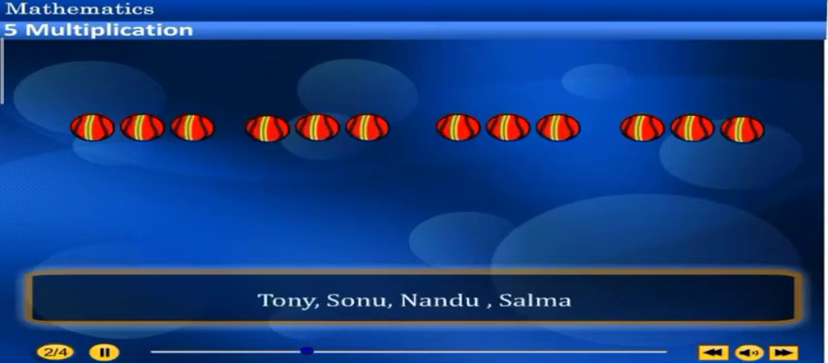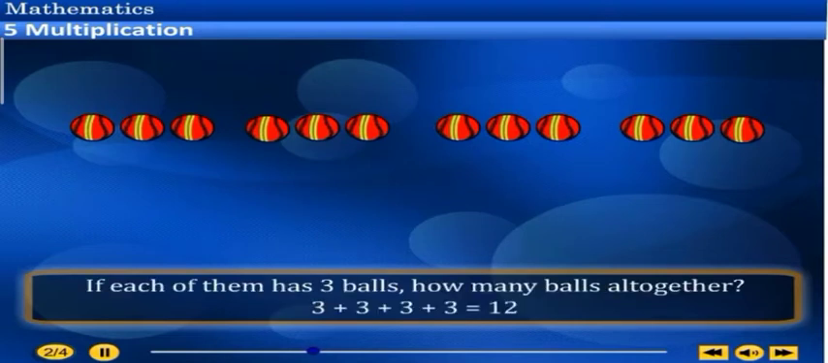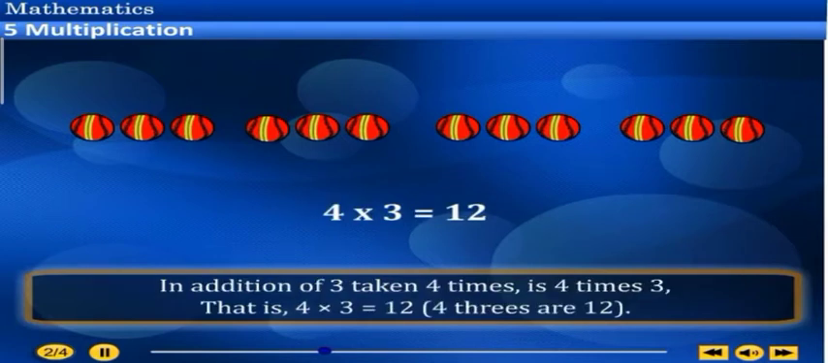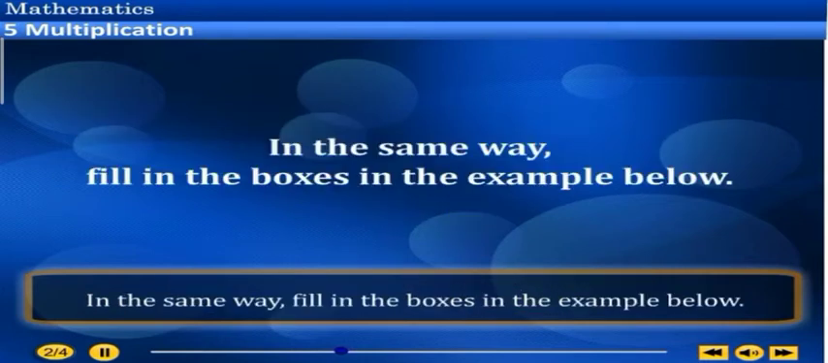Multiplication. Tony, Sonu, Nandu, Salma. If each of them has 3 balls, how many balls together? 3 plus 3 plus 3 plus 3 is equal to 12. An addition of 3 taken 4 times is 4 times 3. That is, 4 multiplied by 3 is equal to 12. 4 threes are 12. In the same way, fill in the boxes in the example below.